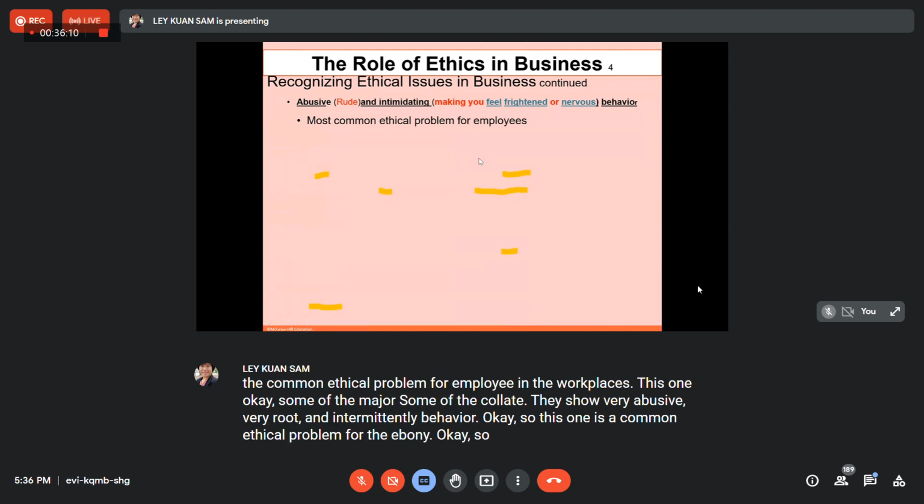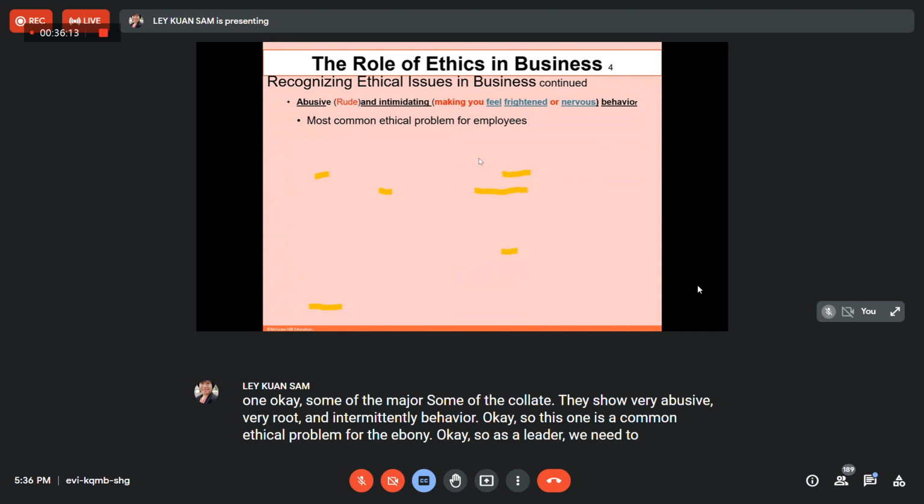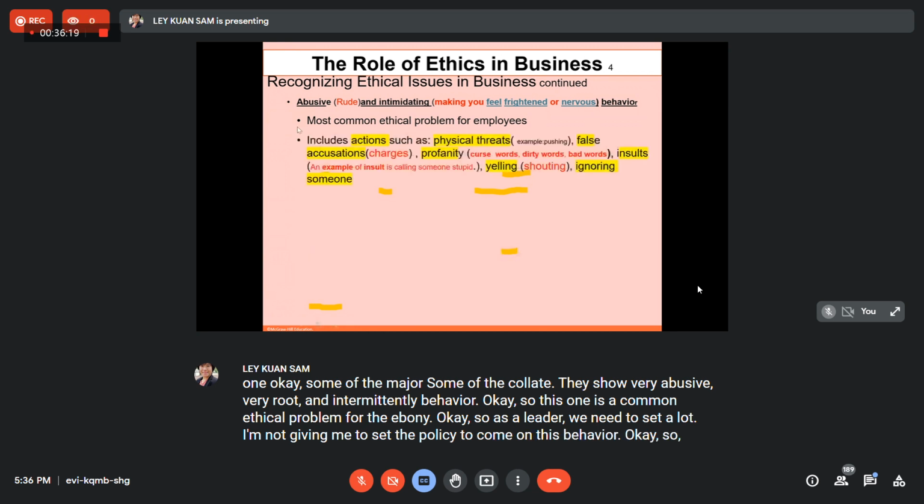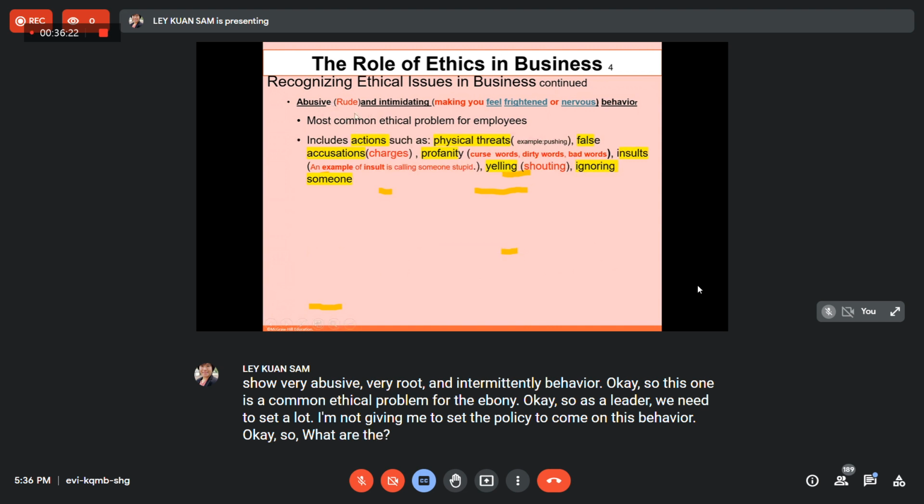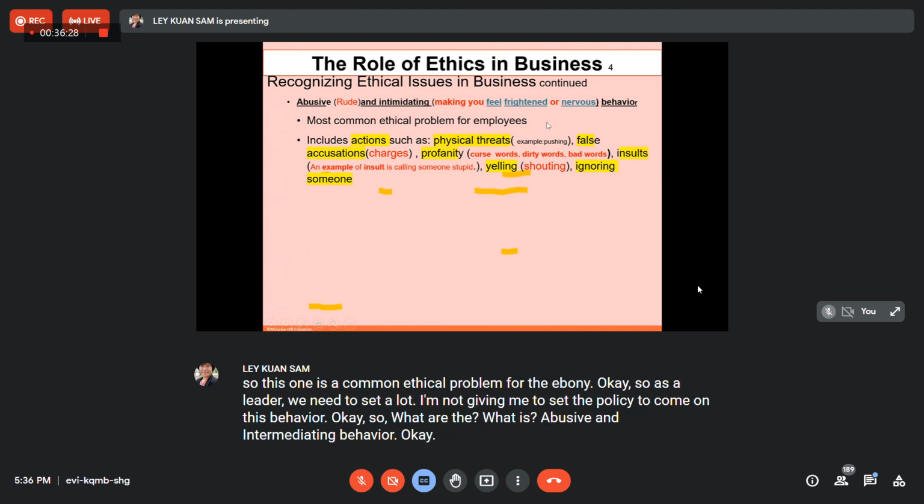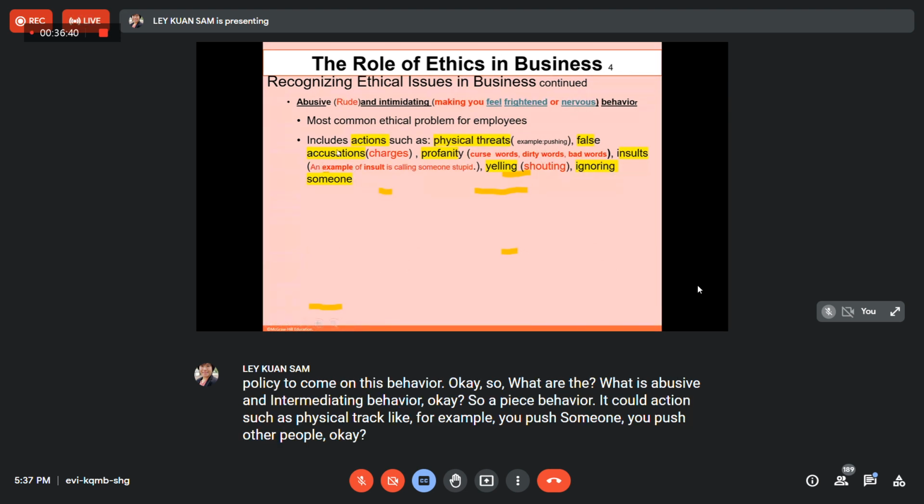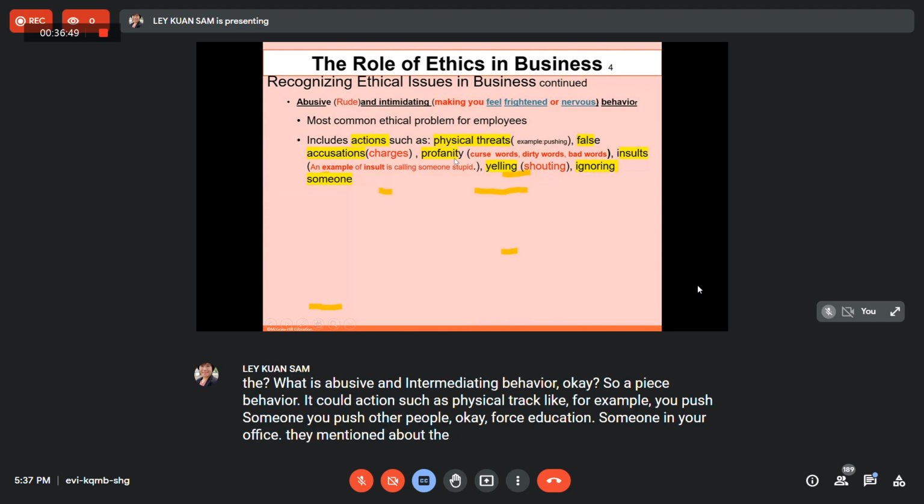So as a leader, we need to set a policy to govern this behavior. What is abusive and intimidating behavior? Abusive behavior includes actions such as physical threats, for example pushing other people in the firm, and false accusations. Someone in your office mentions profanity, dirty words, the four-letter words.